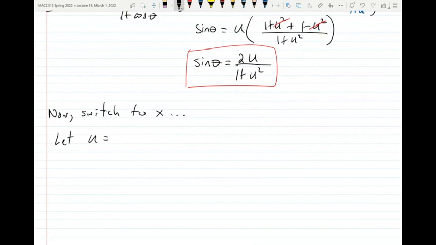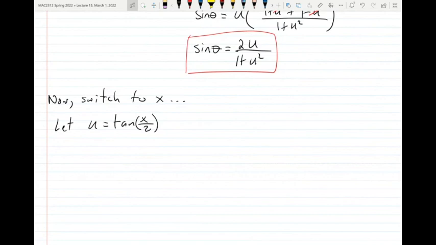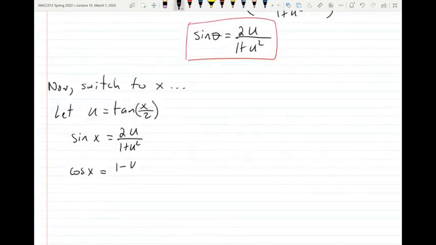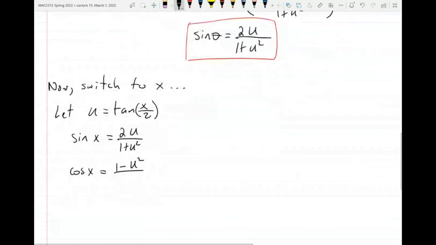If we let u be tangent of x over 2, because typically those are the variables you have, like sine of x and cosine of x in your integral, we make this substitution, u equals tangent of x over 2. Here is the good thing about this. By the argument above, sine of x is going to be 2u over 1 plus u squared. Cosine of x is going to be 1 minus u squared over 1 plus u squared.